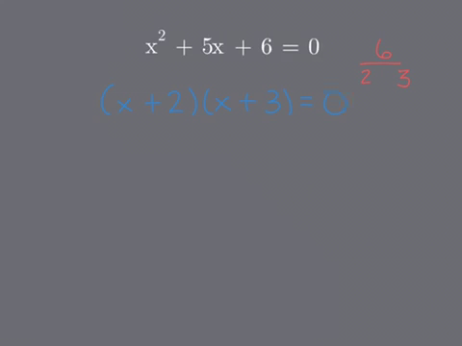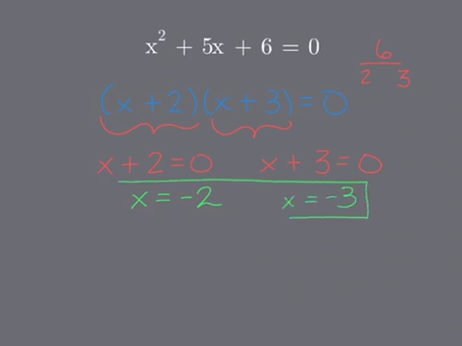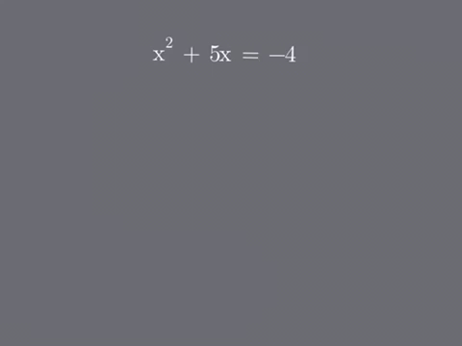And again, we're multiplying two things together that equals 0, so either the x plus 2 is the 0 or the x plus 3 is the 0. And then if we solve each of these, we get x is equal to negative 2 or x is equal to negative 3. Here are our two solutions to our second power equation.